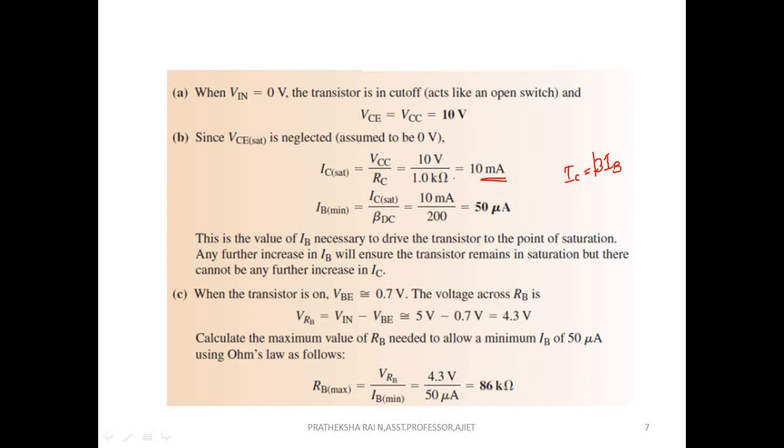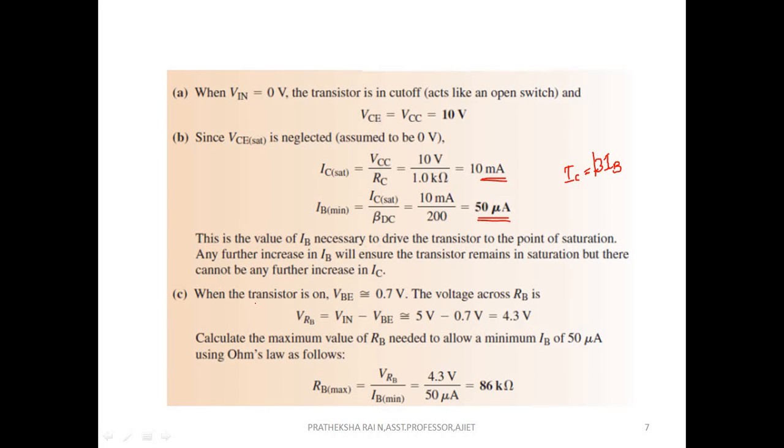Now when I substitute IC saturation as 10 milliampere and beta DC is already given as 200, the minimum base current required to drive the transistor to the point of saturation is 50 microampere. Any further increase in IB will ensure that the transistor remains in saturation, but there cannot be any further increase in IC after 50 microamperes.